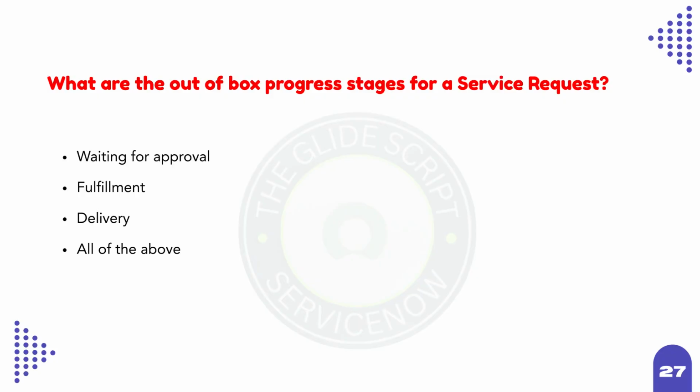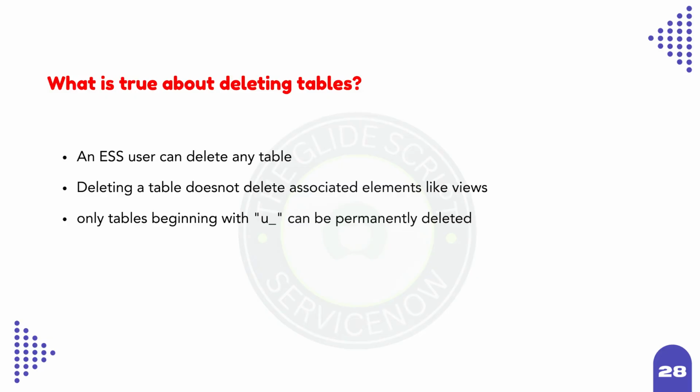Next question is what are the out of box progress stages for a service request? Four options are given and the correct option is all of the above. Waiting for approval, fulfillment, delivery, these are the progress stages for a service request. So the all of the above option will be correct for this question. Let's move to the next question.